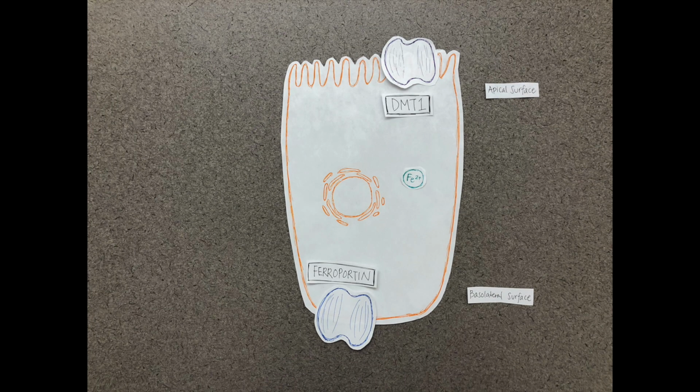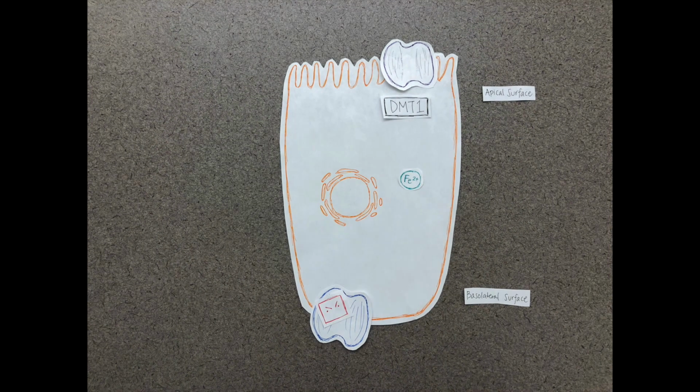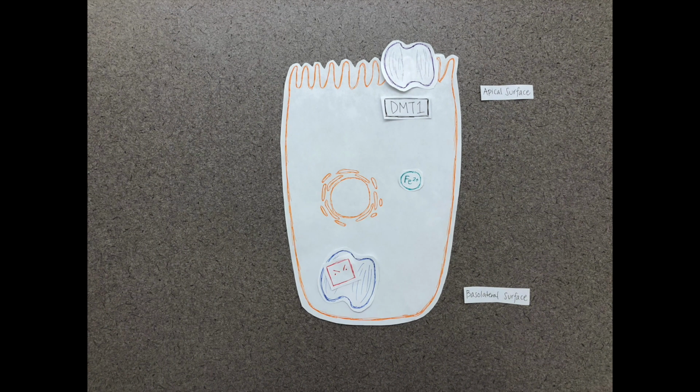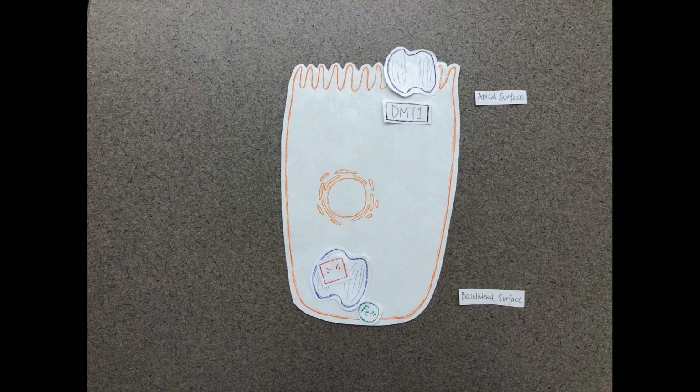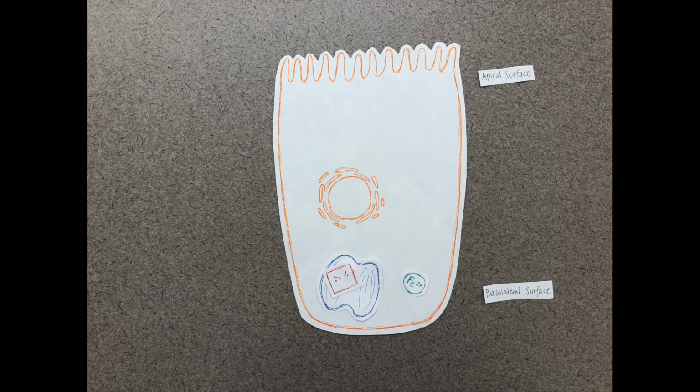When the body is replete of iron, iron absorption and exportation is blocked by the antimicrobial peptide hormone hepcidin, which is produced by the liver. Hepcidin binds to ferroportin and forms a complex, which is degraded internally, preventing iron in the enterocyte from leaving. Hepcidin may also decrease DMT1 expression.